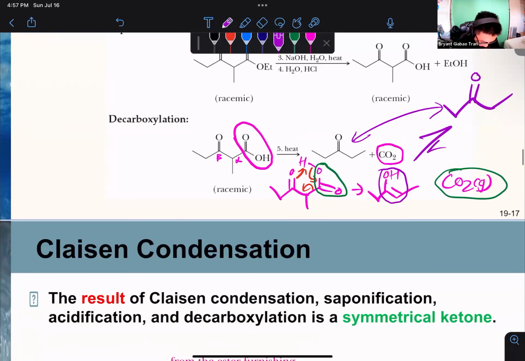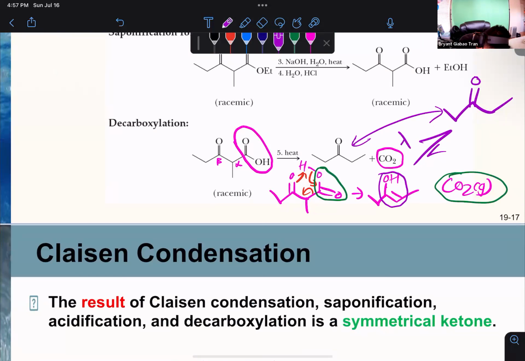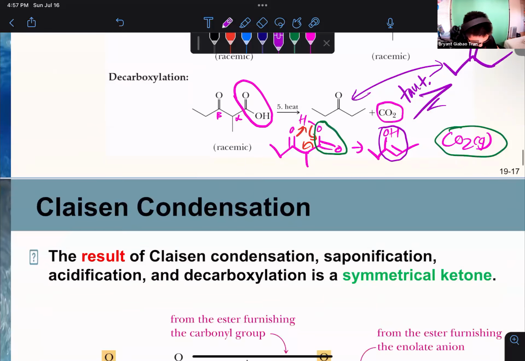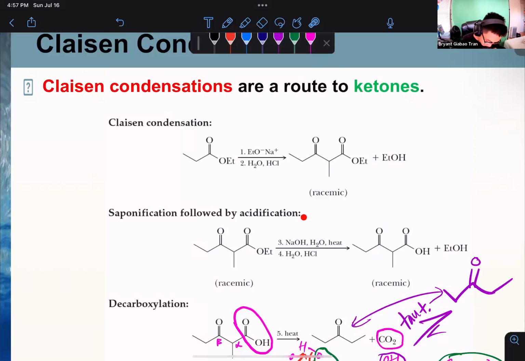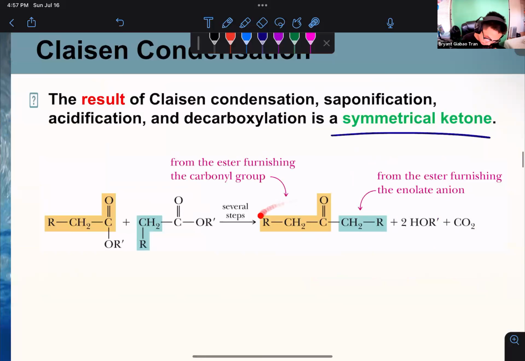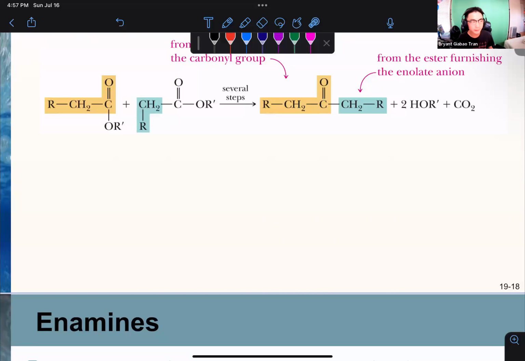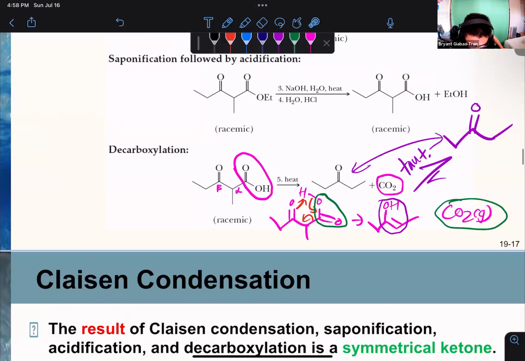Let me write tautomerization here. There you go. Okay. Yep. And then this results in a symmetrical ketone. You see how here the ketone we formed is symmetrical because both R groups are ethyl groups. With all these steps over here, Claisen condensation, saponification, and decarboxylation, they would always yield a symmetrical ketone. That's just a concept or a thing to check your answer.